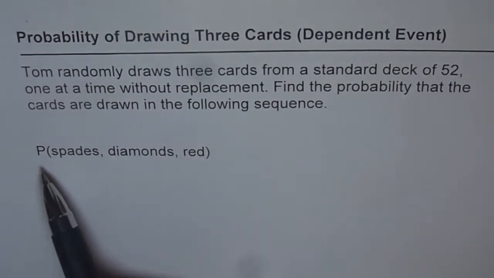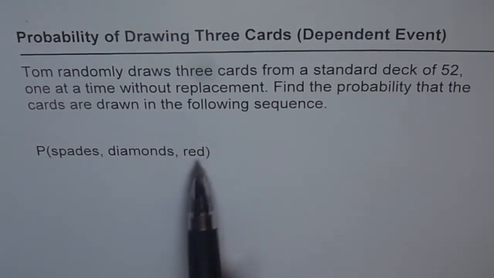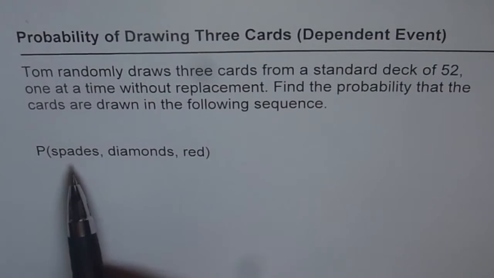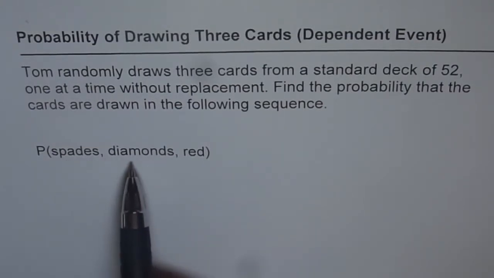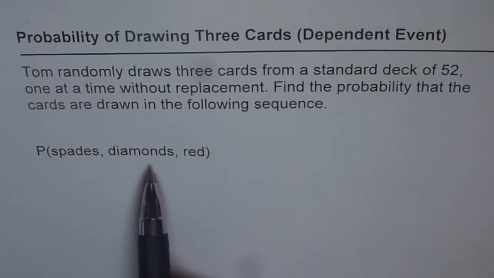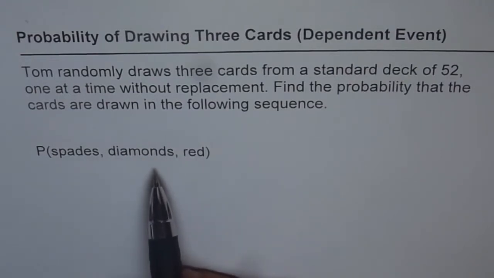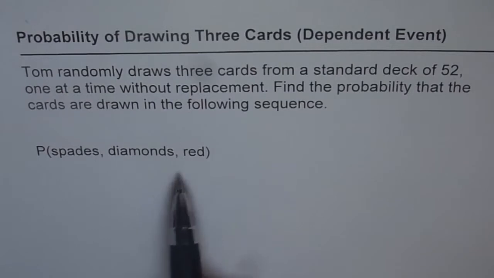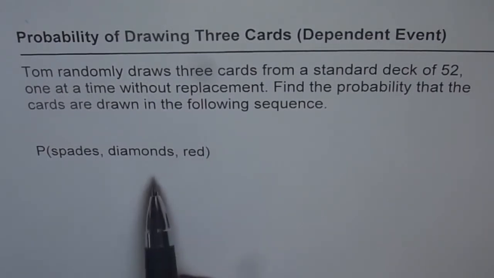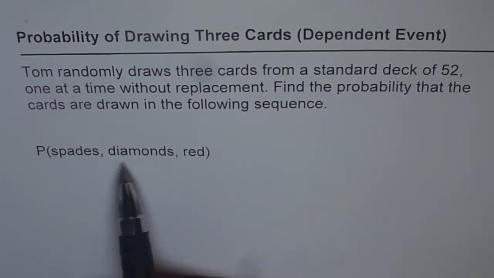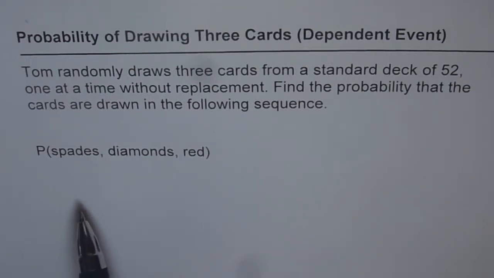The sequence is spades, diamonds, and red card, right? So there are 13 cards of spades, there are 13 diamonds. These are different suits, and the other two are hearts and clubs, right? And then a red card. So the cards could be red or black. Hearts and diamonds are red in color, and spades and clubs are black in color.